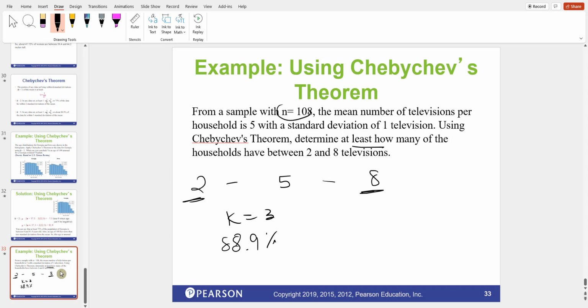We know we took a sample of 108, so I'm going to take 0.889 and multiply it by 108. When I multiply it out, I get 96. Okay? So at least 96 out of those 108 households have between 2 and 8 TVs.